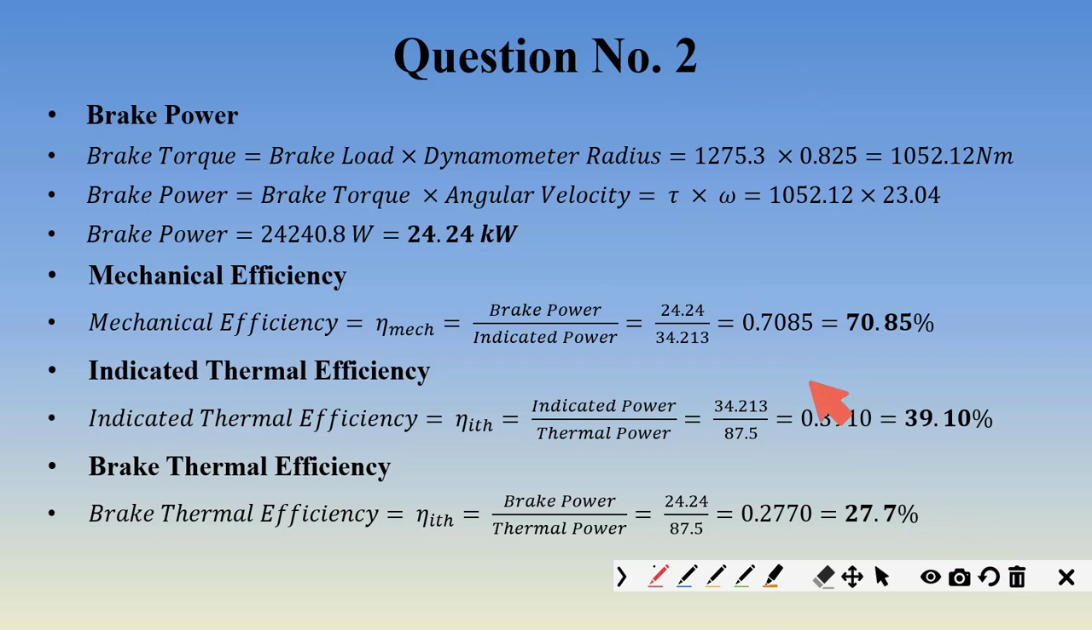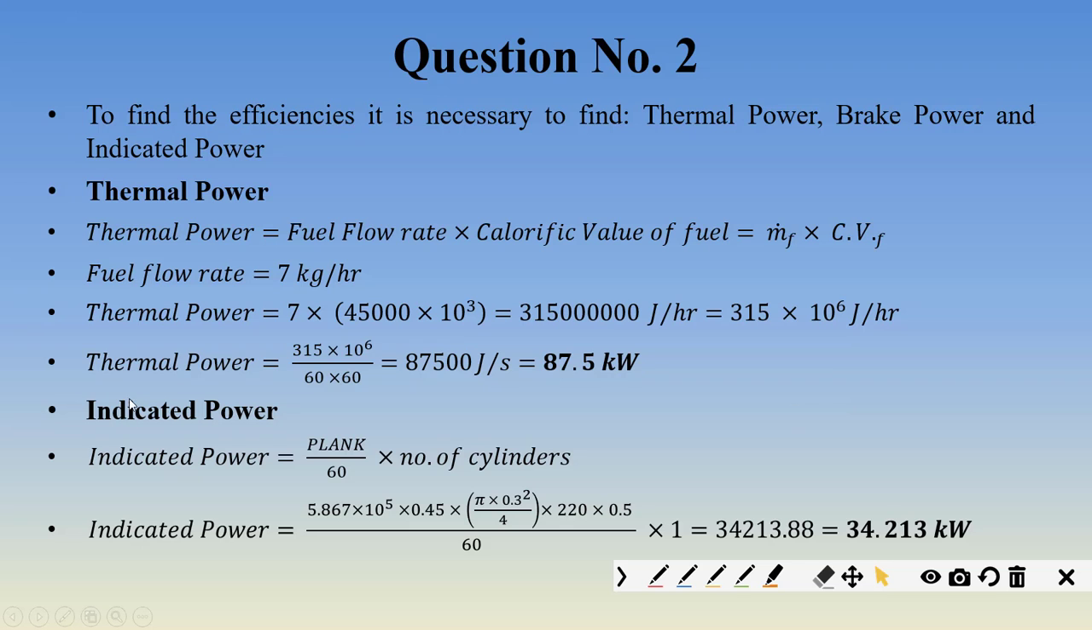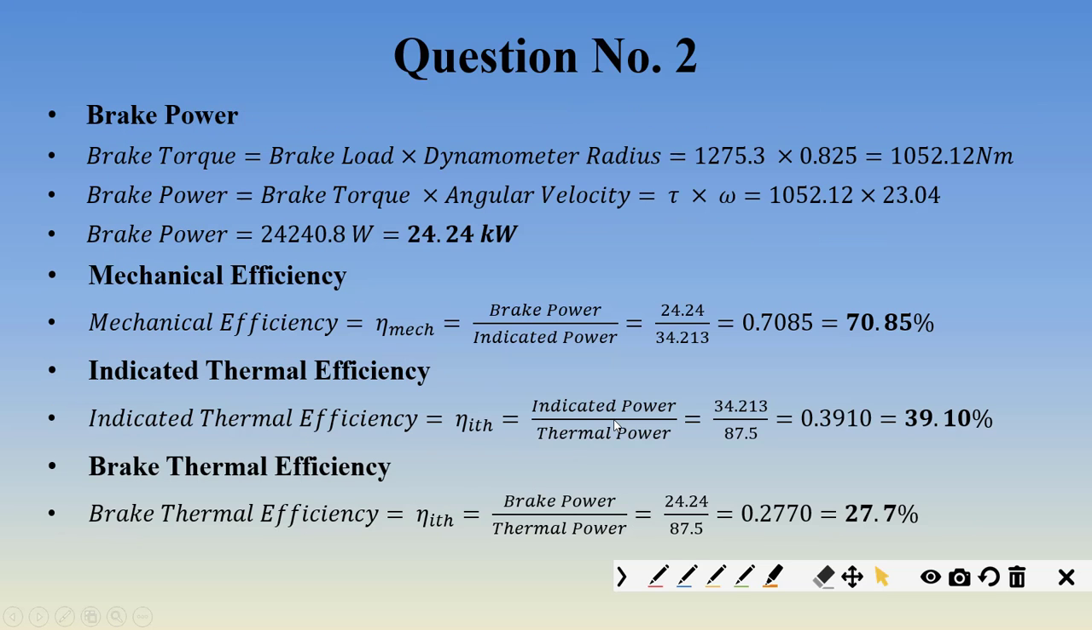Now that I know the values of brake power, indicated power and thermal power, I can substitute these three powers in these three equations. Mechanical efficiency is BP upon IP, so I get 70.85. Indicated thermal efficiency is IP upon TP, so I get 39.10. And brake thermal efficiency is BP upon TP, so I get 27.7%, right? So this is how these efficiencies are calculated.